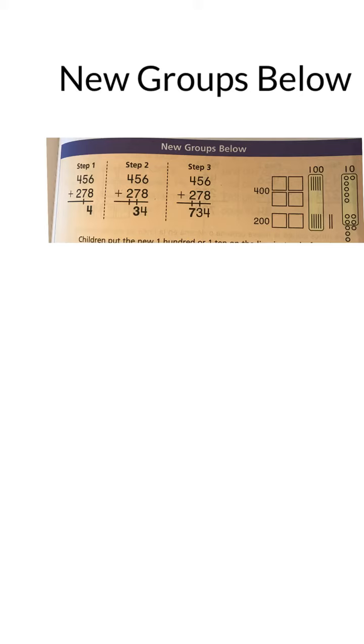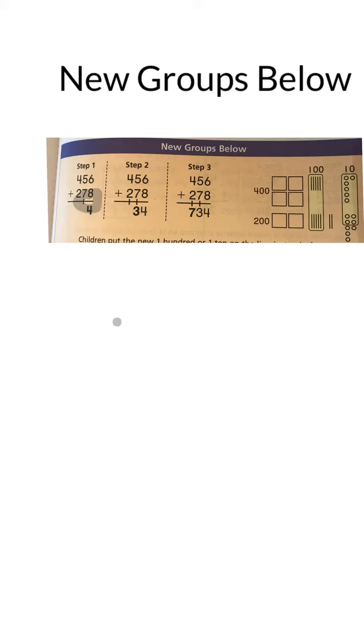Now we will look at new groups below. New groups below is where we show a new group and we just put it below the line. You can see the model up here. It shows 456 plus 278. We start with the ones, and when there's a new 10, we put it below the line.